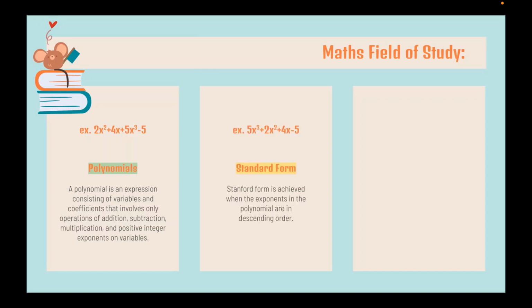Standard form is achieved when the exponents in the polynomial are in descending order of highest exponent to the lowest. An example would be 5x cubed plus 2x squared plus 4x minus 5.